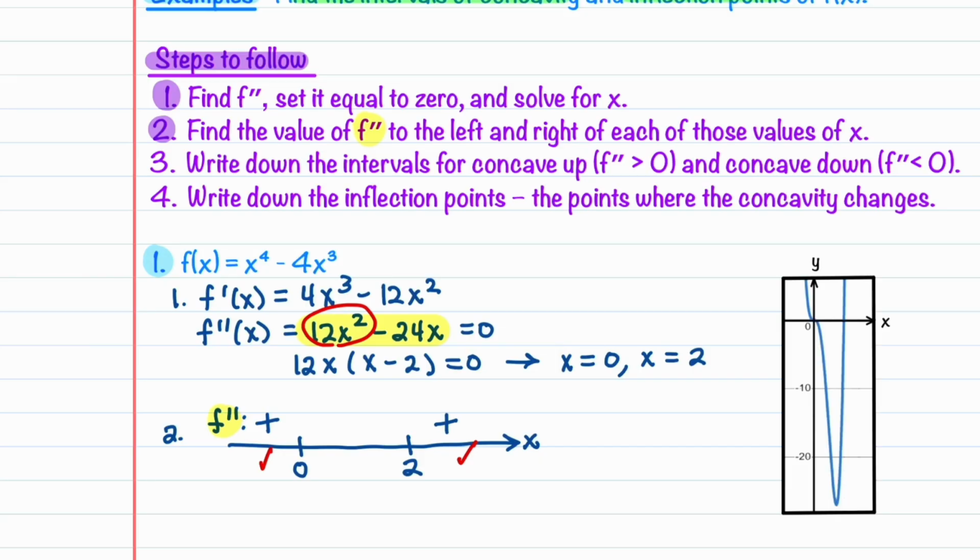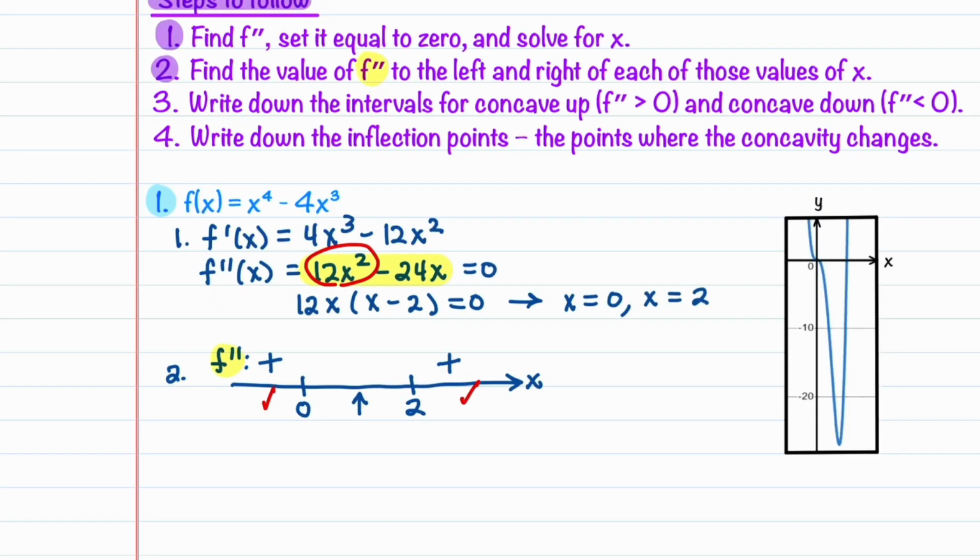Now all we have to do is pick a point in the middle. I think the easiest point to choose would be x is equal to 1, so we're going to find f double prime at 1. Looking back up to our formula in yellow, this is 12 minus 24. That is less than 0. Doesn't matter the value, we just need to know if it's positive or negative. And let's put a minus right here.